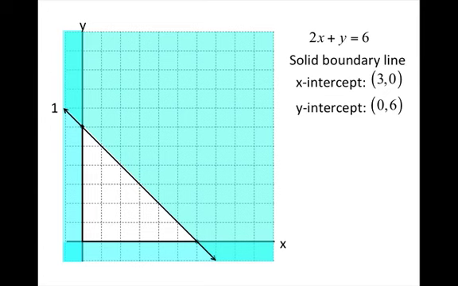Now my second boundary line is 2x plus y equals 6. So graph those intercepts (3, 0) and (0, 6). (0, 6) was already the y-intercept for my first equation, so it's already graphed. And then draw a solid boundary line through those intercepts and label it line 2.